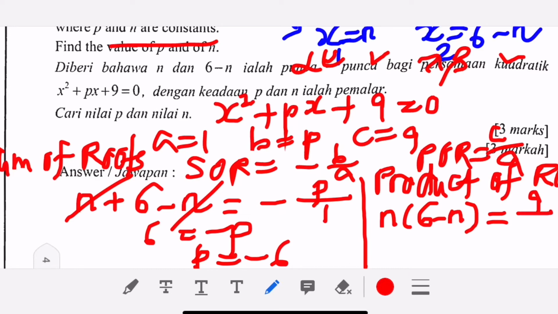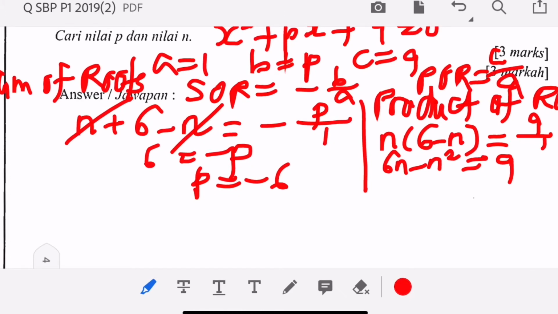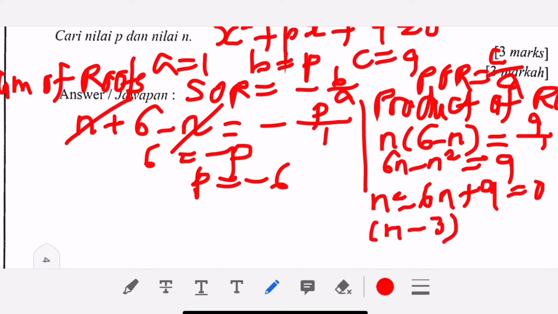After you expand, you have to rearrange in general form. Okay, 6n minus n squared equals 9. Then we rearrange in general form before we factorize. Then only you factorize, or sometimes you like to use a calculator to help you solve. It's okay, but make sure you show the proper working. Okay, n is equal to 3. Alright, this is the answer for the quadratic equation.